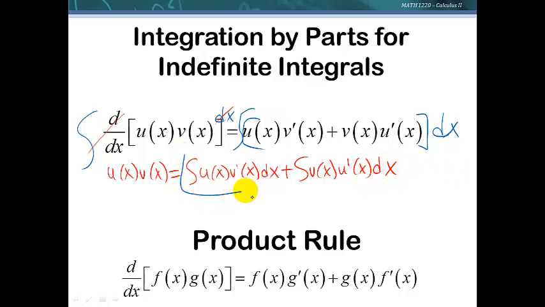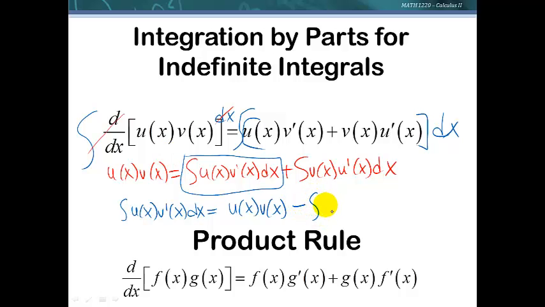Now I'm going to solve this for this piece, so we will write it first. We have the integral of u of x, v prime of x dx equals u of x, v of x, and then this will be subtracted so that we can move it over there: the integral of v of x, u prime of x dx. And then just one more thing: this v prime of x dx is dv, and this u prime of x dx is du.